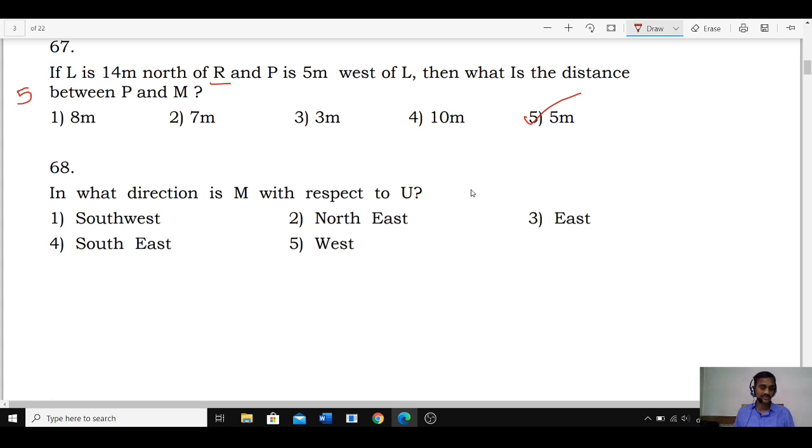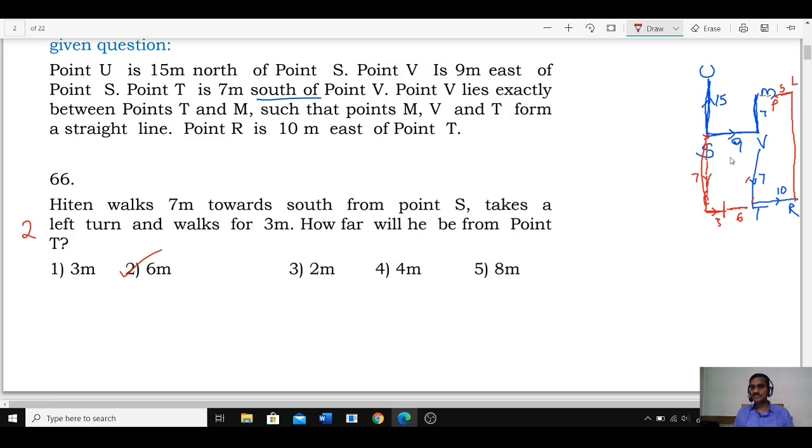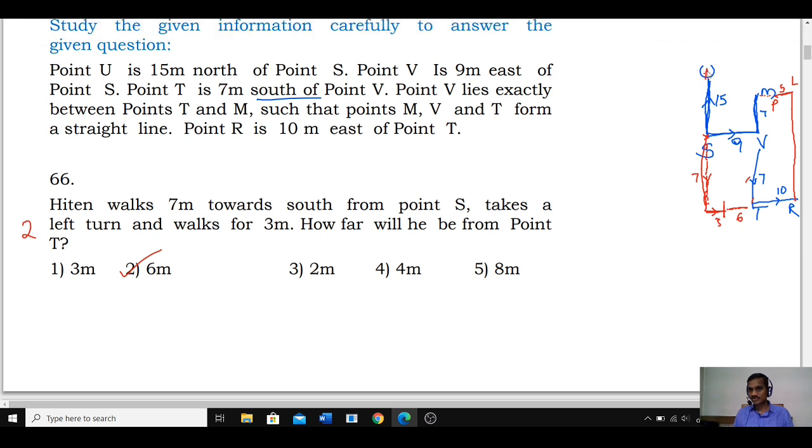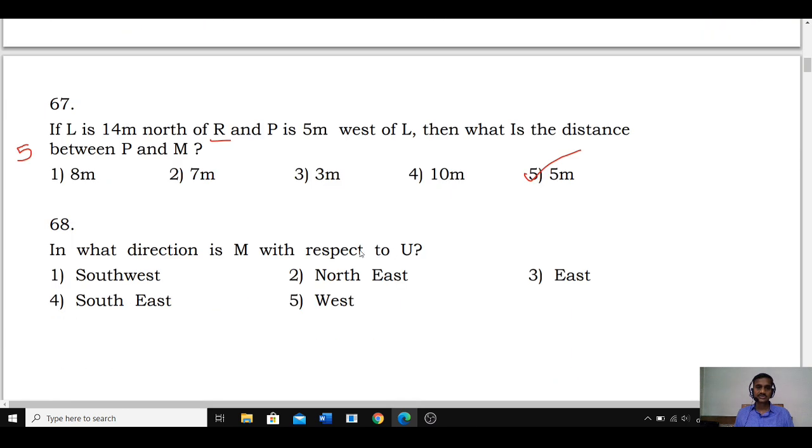67, choice 5. Then coming to question number 68. In what direction is M with respect to U? M with respect to U means now U is here, M is here. If you want to go from U to M, how should you move first? First towards south, then towards east. South and east, that is south east, given in choice 4. Hence question number 68, choice 4 is the answer. Clear now? Now this is about the first 3 questions which are based on directions.